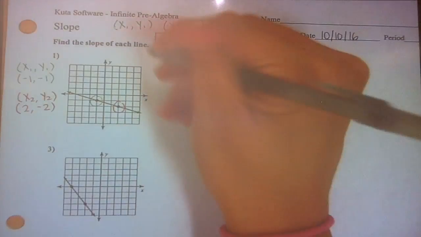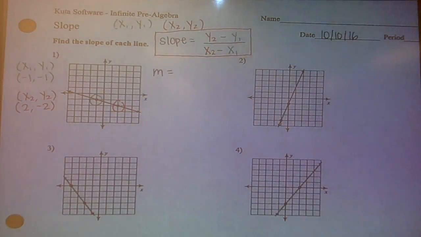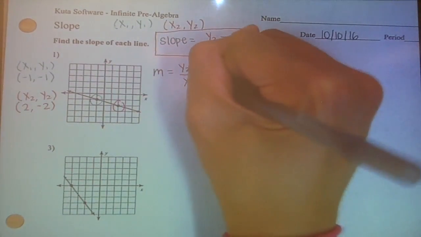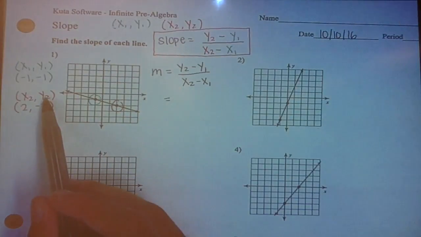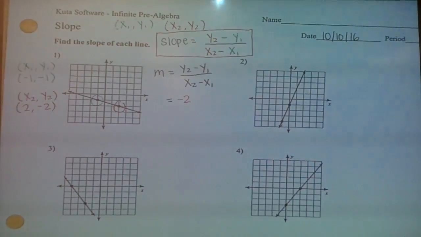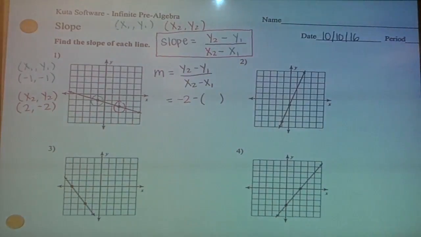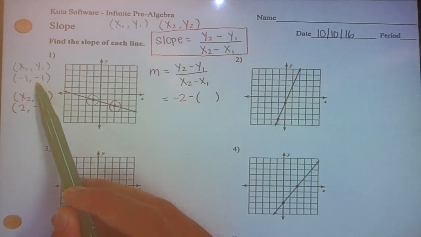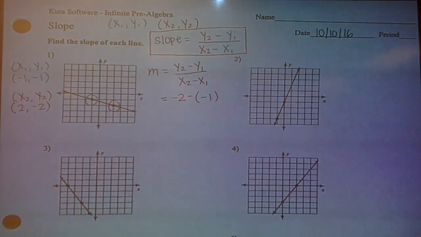So I'm going to write my formula here. We use m to represent the slope. So the slope is y2 minus y1 divided by x2 minus x1. So y2 is -2, so I'm going to start by writing -2 minus, I'm going to find y1. I have x1 and y1 here, so y1 is -1. So I'm going to subtract -1. Notice I put it in parentheses.